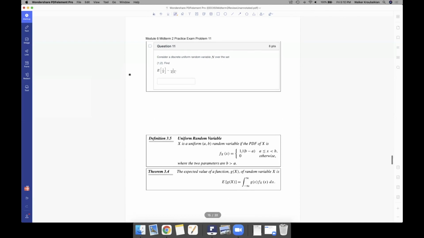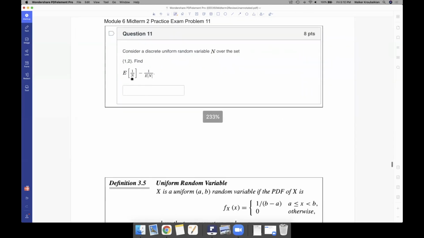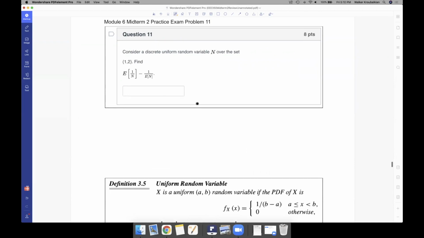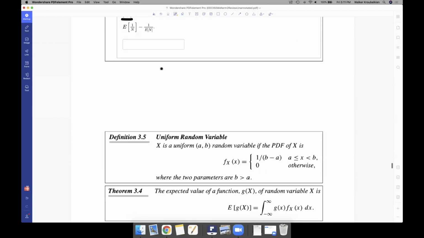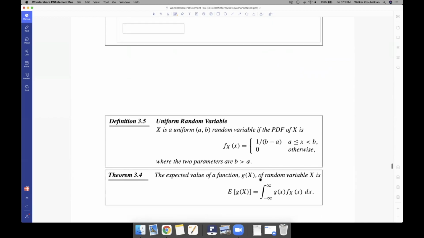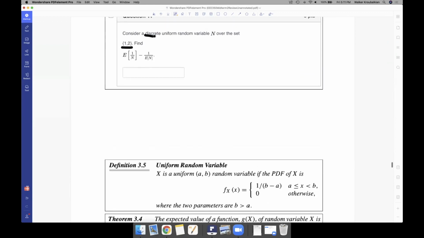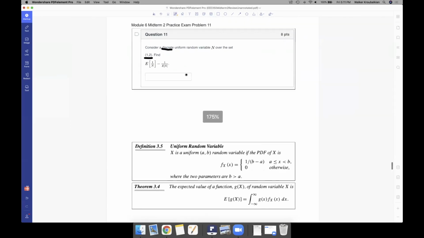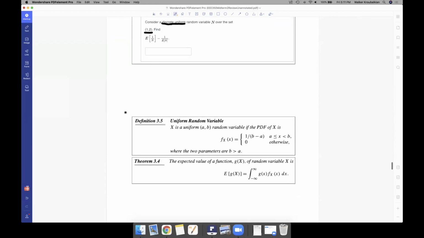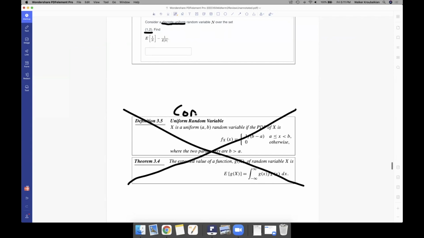On to problem 11. Consider a discrete uniform random variable n over the set 1 up to 2. Find E of 1 over n minus 1 over E of n. So yeah, this question is kind of a joke because the set is so small. In general, I don't even know why I included this because, yeah, this is a discrete uniform random variable. So I think I must have misread this when I was preparing these slides, right? You shouldn't use these formulas because this is a discrete case, right? These are only applicable in the continuous case, right?